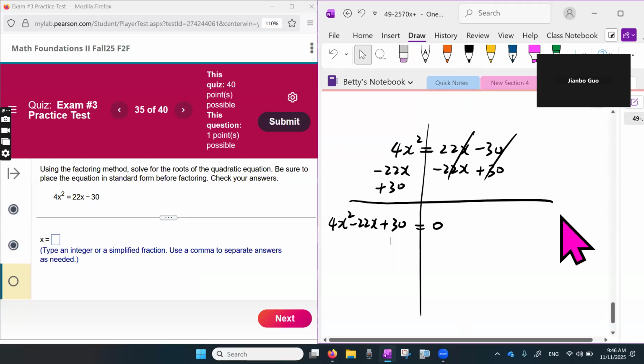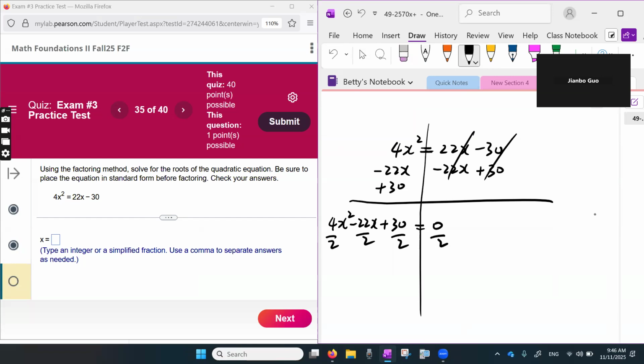So select the divide method. Okay, wait a second. I noticed the GCF is 2. So we're going to divide by 2 to get rid of the GCF. We have 2x squared minus 11x plus 15 equals 0 after that. And then we do slide divide.